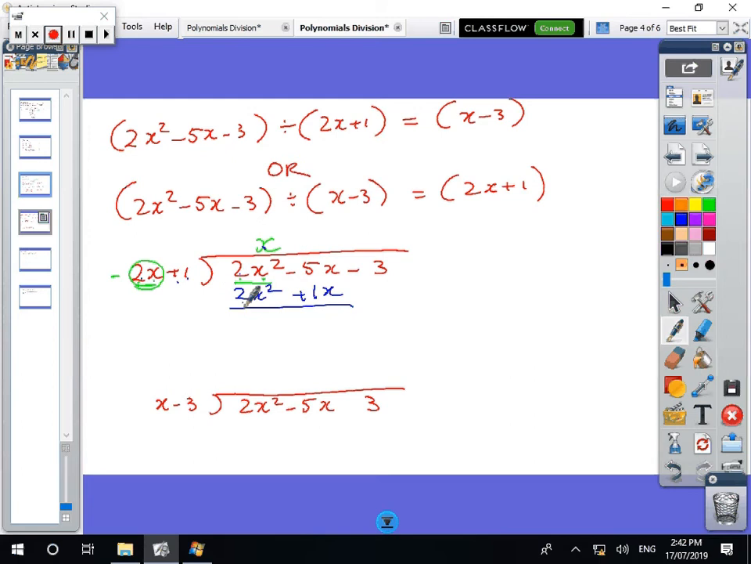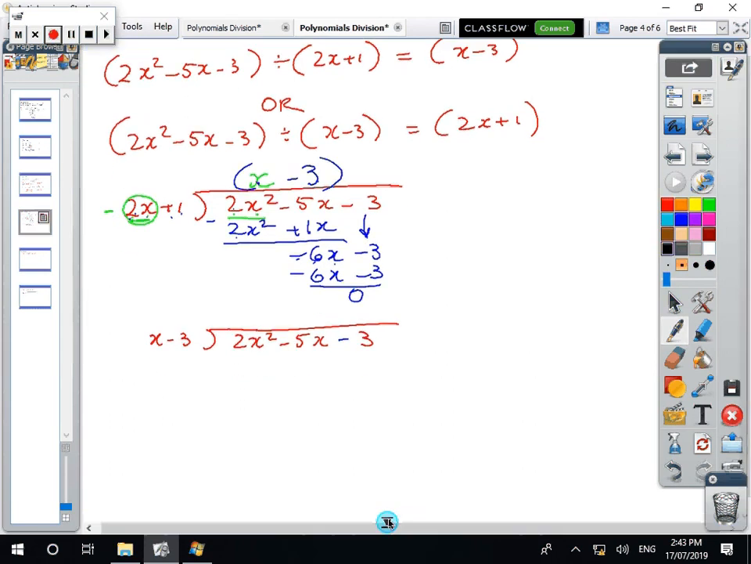Subtract. 2x squared minus 2x squared is nothing, and the first term always disappears. Minus 5 minus 1 is minus 6, and you bring down the minus 3. Okay. Now we do the divide again. 2x into minus 6x goes minus 3 times, so that's the division. Now we do the multiply. Minus 3 times 2x is minus 6x. Minus 3 times 1 is minus 3. There's no remainder, so that's the answer.